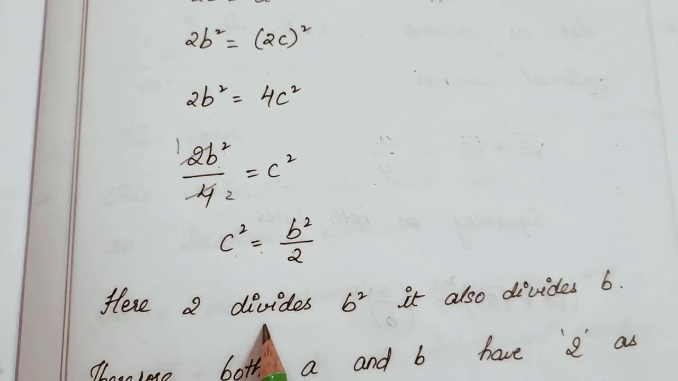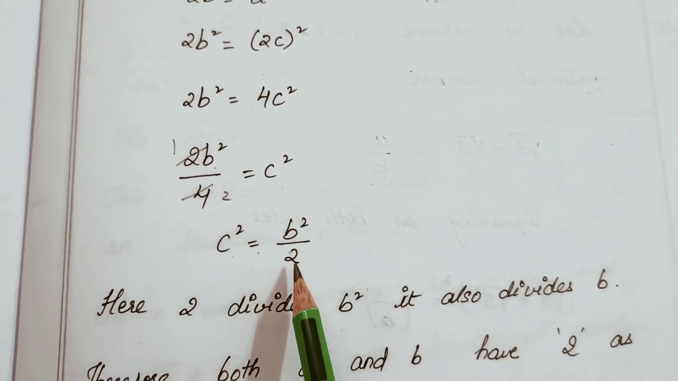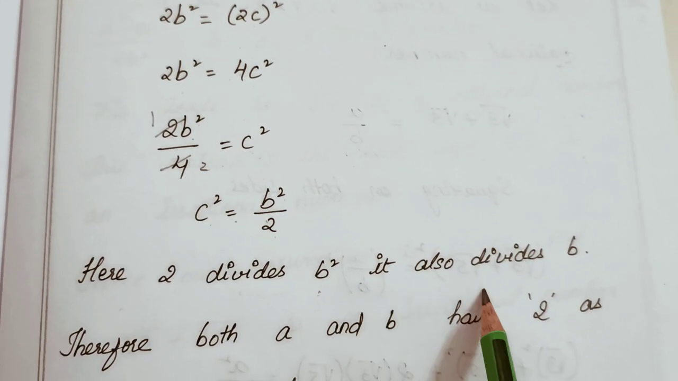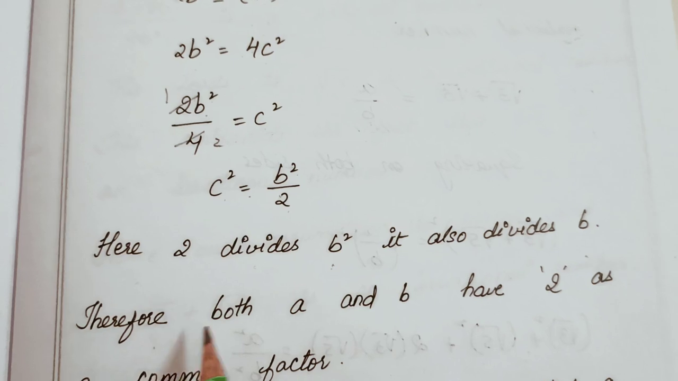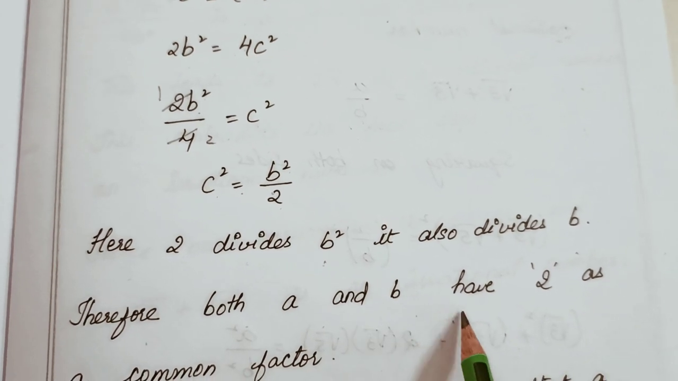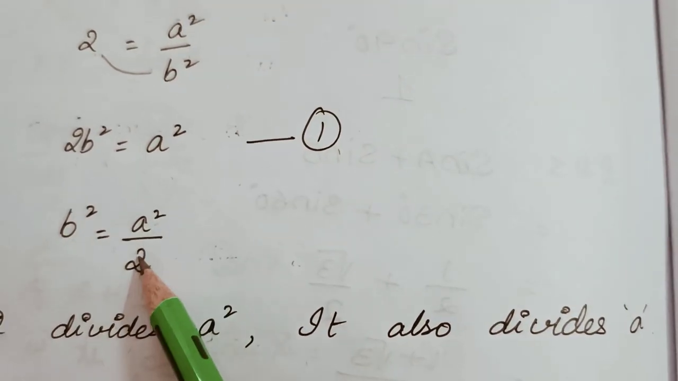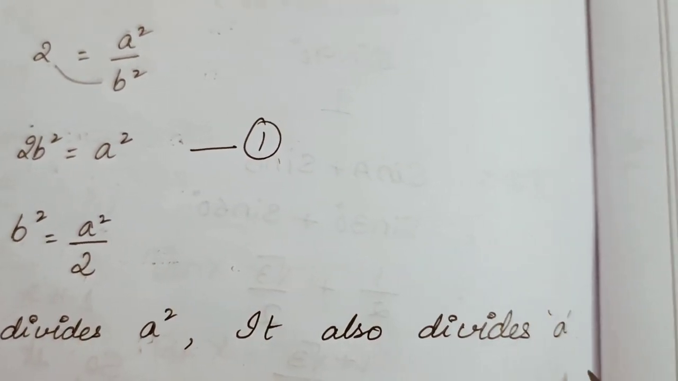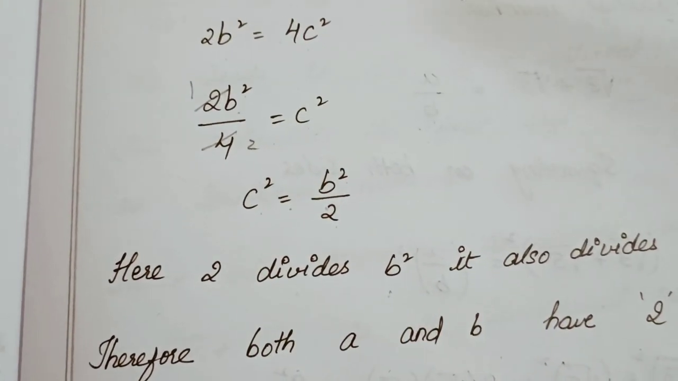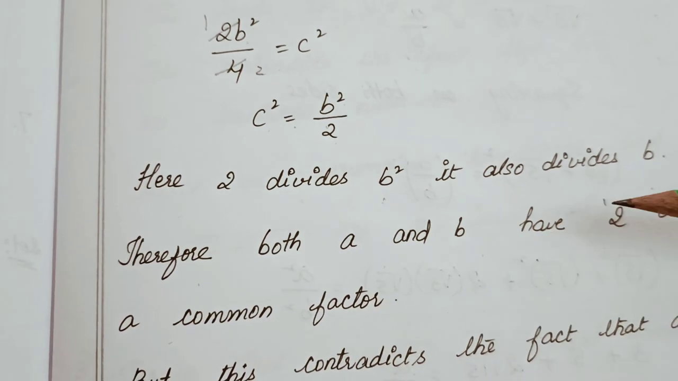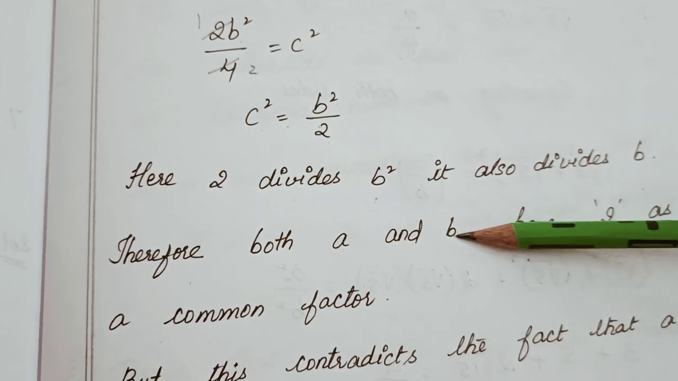Here 2 divides b square. It means 2 divides b square, so it also divides b. Therefore, both a and b have 2 as a common factor. Here 2 is dividing a square and also a, and here also 2 is dividing b square. So that means 2 is a common factor for both a and b.